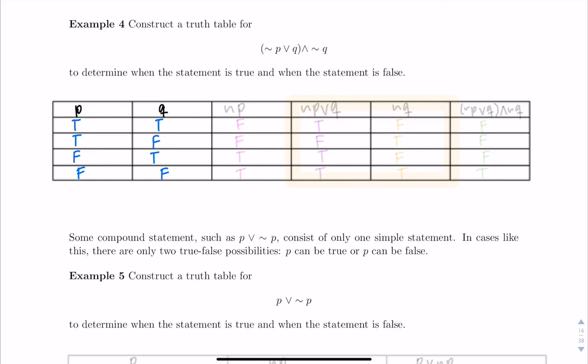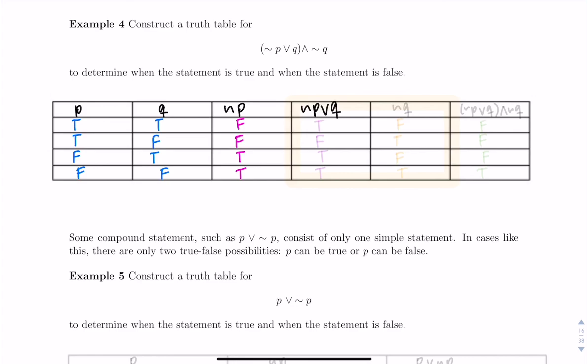So let's go ahead and break this apart. Let's look at the left-hand side first. We need to know not P. And so we're going to look at the first column and negate all of the truth values. So we've got false, false, true, true. And this is now going to get conjuncted with not P, disjunct with Q. So an or statement.